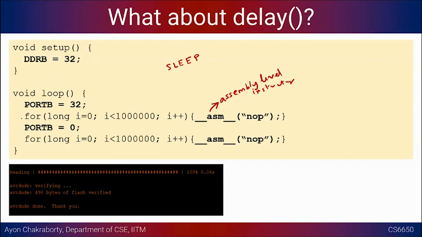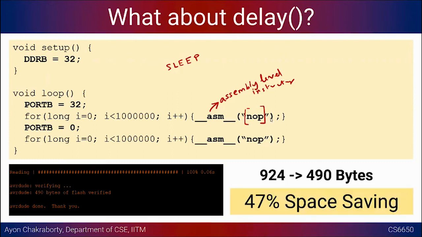So it is not going to eliminate the for loop directly. It will keep the for loop, and when the assembly level instruction is there, this will be replaced by this NOP, which is not going to execute any extra stuff to make the program artificially slower. So you can see that by doing this, this is a working code, and this will be saving you about 50% of space, right?